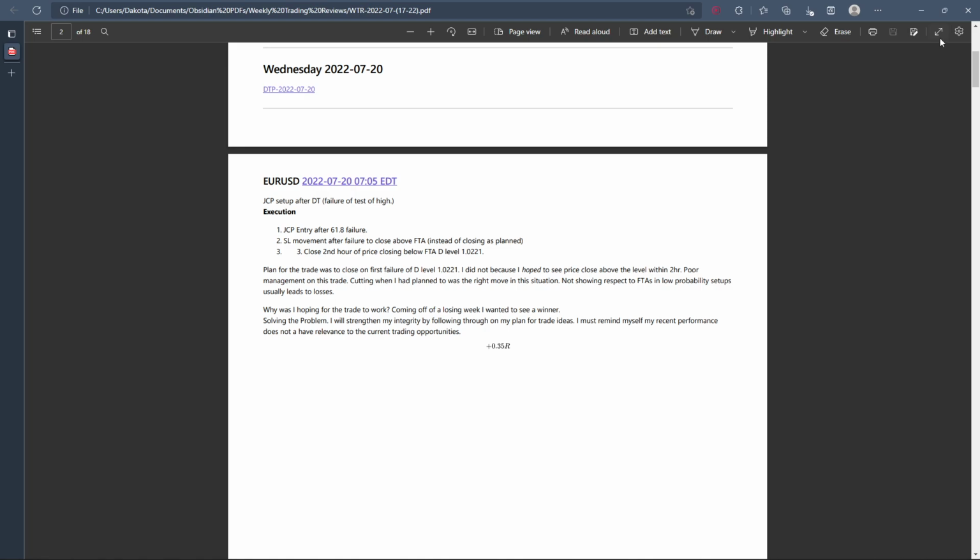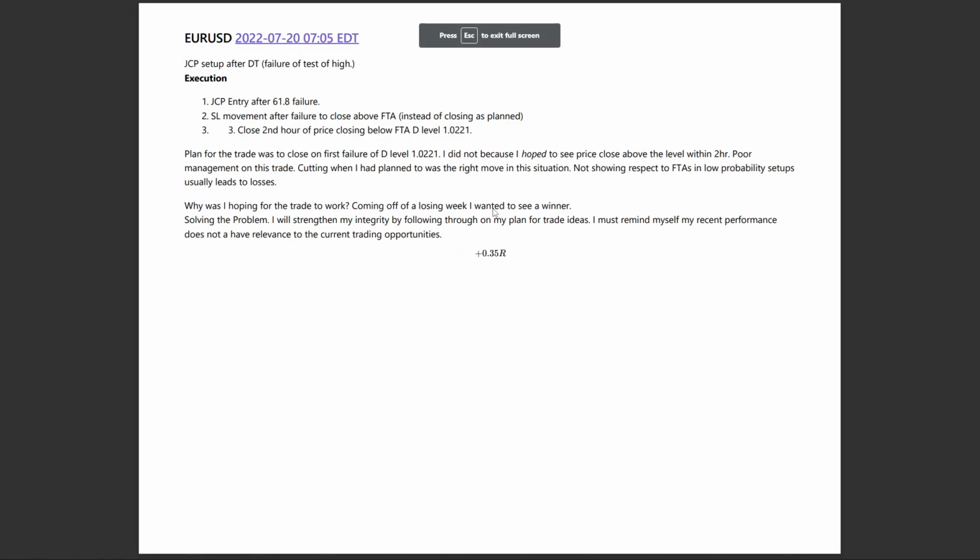So let's start on Wednesday. Let's make this big, all right? Start on Wednesday, July 20th. It was a JCP setup after a double top failure on a test of high. Now, I kind of simplified the explanation of what type of setup it was and the reasons for entering. I can be more descriptive with the reason for entering, and I could make this more of a template so I can have specific questions being asked, instead of writing a very detailed report of several paragraphs, as I've been doing. So that's the way I'm moving towards at the moment.